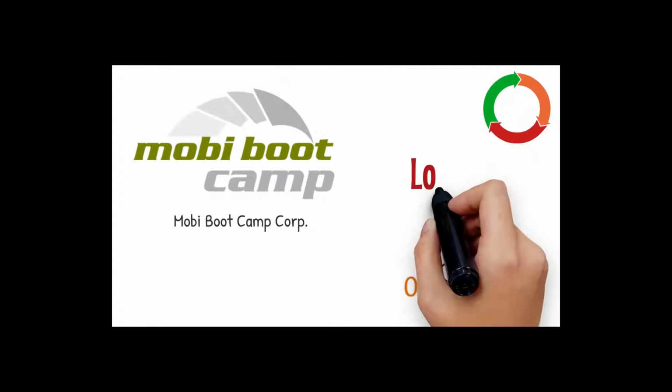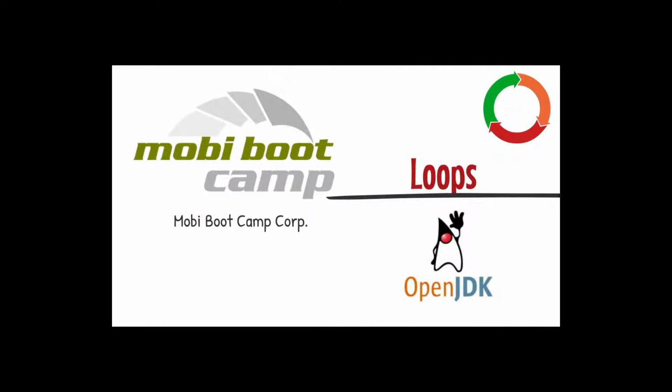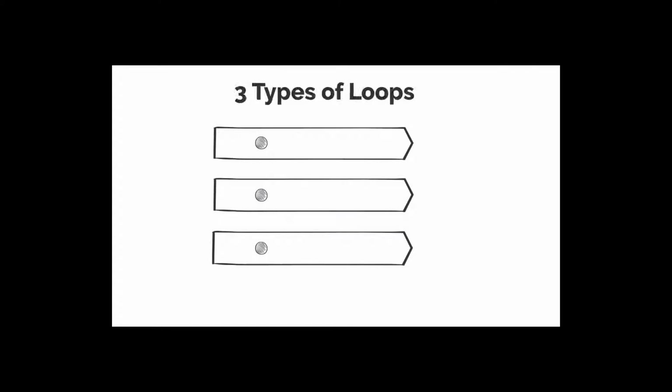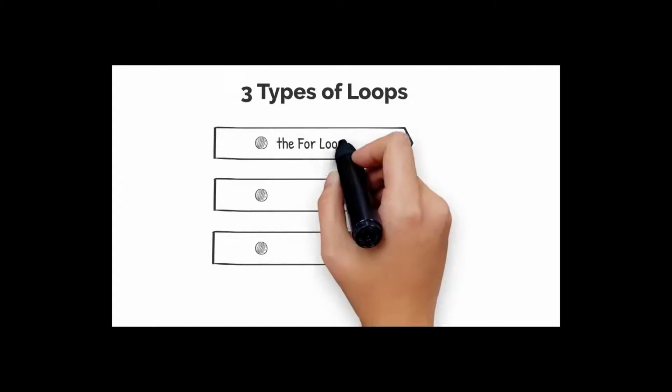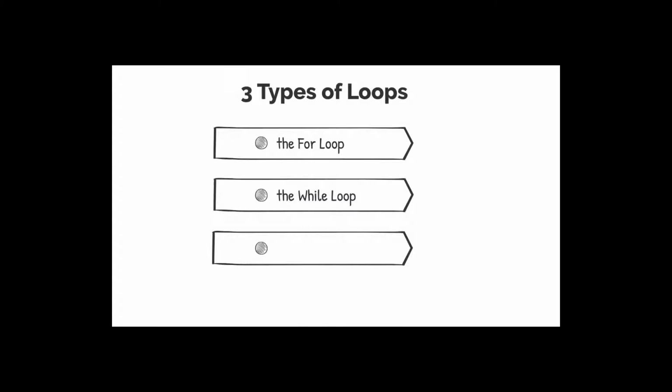Loops are another powerful construct in any language, including Java. I can safely say that it's very difficult to write a meaningful standalone Java program without some kind of loop. There are three types of loops: the for loop, the while loop, and the do while loop.